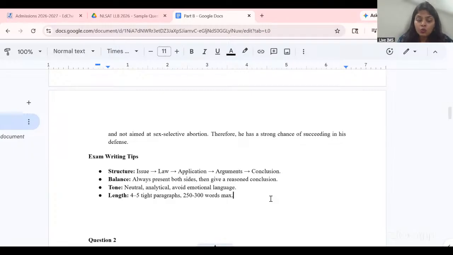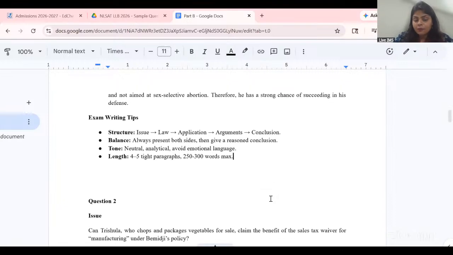Okay. Keep your tone neutral. Don't get too emotional while you're writing the answer. And just try to close your answer in a maximum of 250 to 300 words, because you will get the writing space in the question paper itself. So just try to close your answer in that writing space itself.